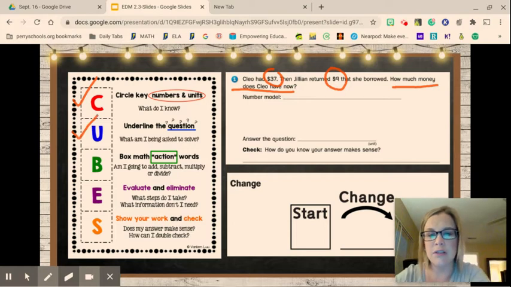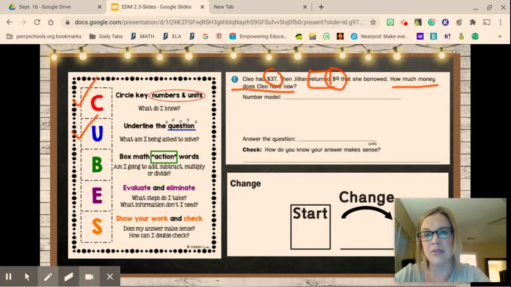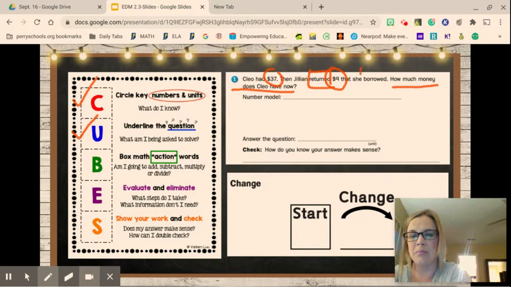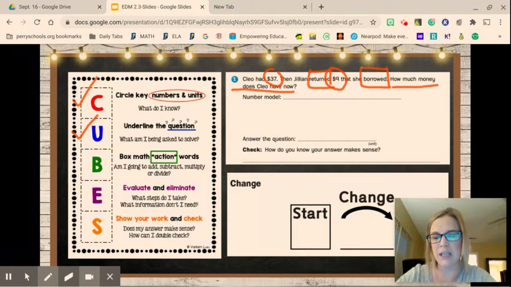My math words. This one's a little bit tricky because it says Julian returned. So if you return something, Julian would be getting less money. And then there's this borrowed. Well, if you borrow money, you're getting more. So it's kind of tricky. We have to really pay attention to these two girls in this number story to figure out what's happening. Because I don't know if I'm going to add or subtract. So I need to evaluate this.